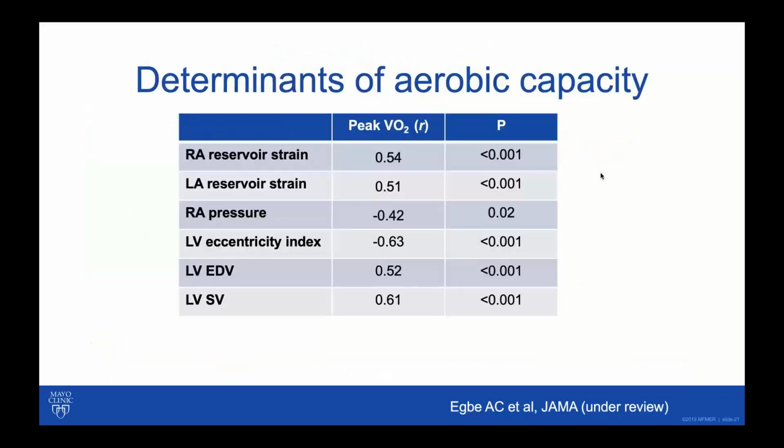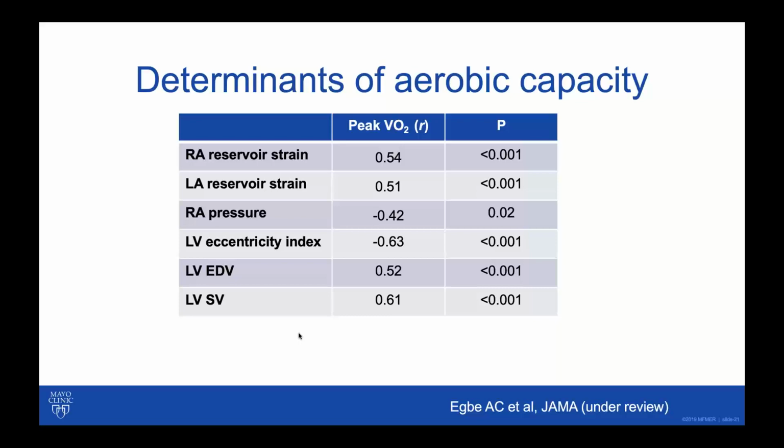So next question now is, what are the factors in the heart that determine peak VO2? So we just ran a correlation analysis with all left and right heart indices, and the ones that remained significant were atrial function, right atrial pressure, and left heart indices, LV eccentricity index, and LV volumes. And again, this is helpful but not very helpful because we don't know what leads to the other.